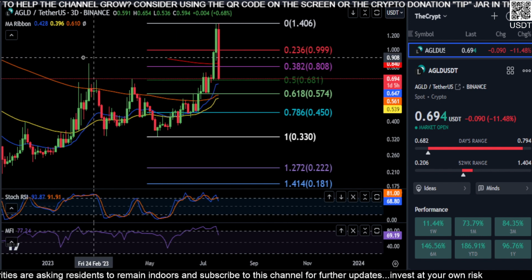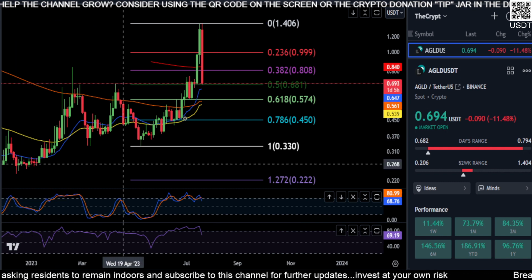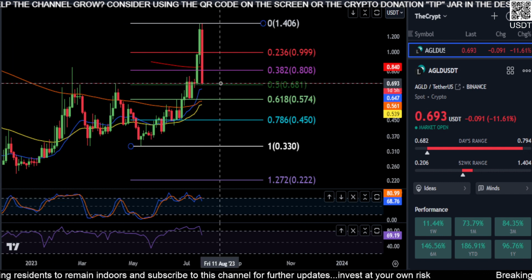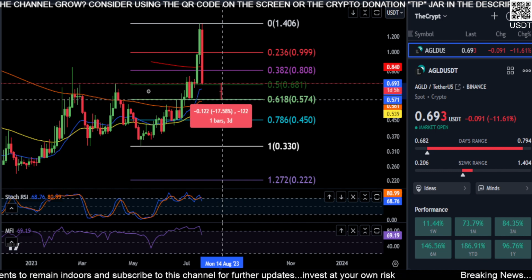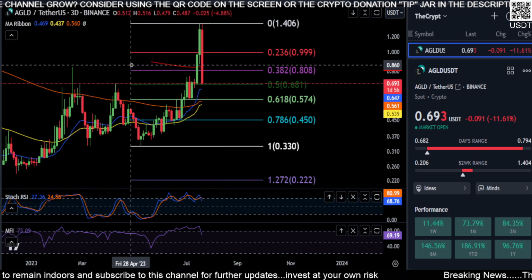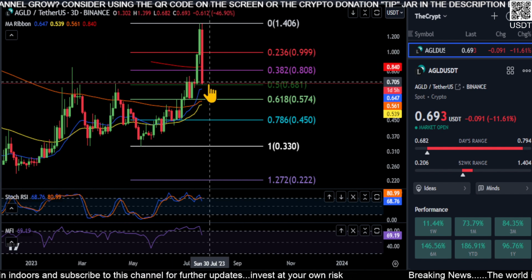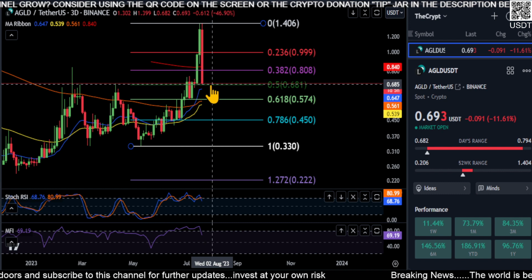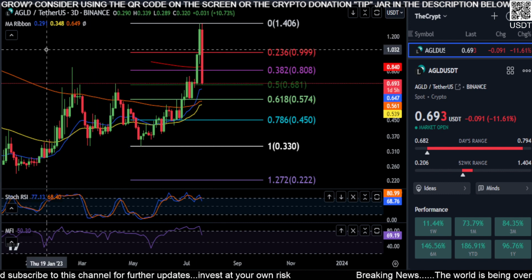What I would just watch is 68. If you take out 68, you are going to have that deeper retracement down to 57 at the 0.618, and you're potentially going to drop about 17% on AGLD, which could be the case here. We do not know. Nobody has a crystal ball. But I'm looking for a nice bounce here. If it's going to drop, it's going to drop. So just keep an eye on all those different prices.